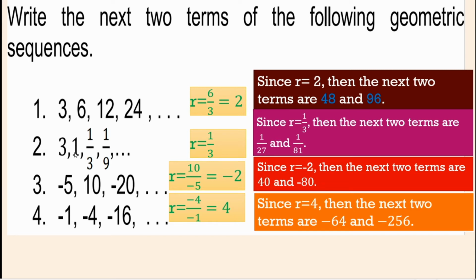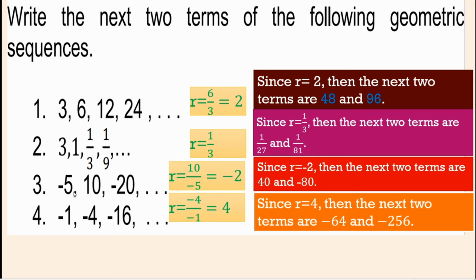And number 2, we have 3, 1, 1/3, 1/9, and so on. So our common ratio is just 1 divided by 3, or 1/3. Since our common ratio is 1/3, we're going to multiply 1/9 times 1/3, and that will give you 1 over 27. 1 over 27 times 1/3 is equal to 1 over 81. Therefore, the next two terms of the sequence are 1 over 27 and 1 over 81.